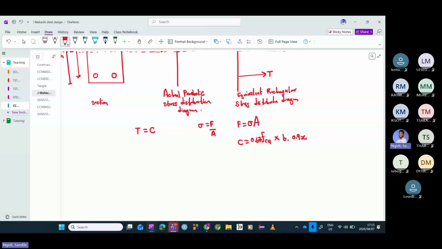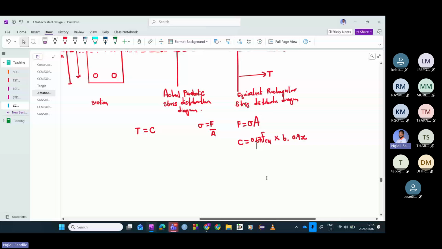So these factors are very, very important. And the code books also give us these factors. If we know the material, then we know what partial safety factor we can multiply with. So this is normal concrete.